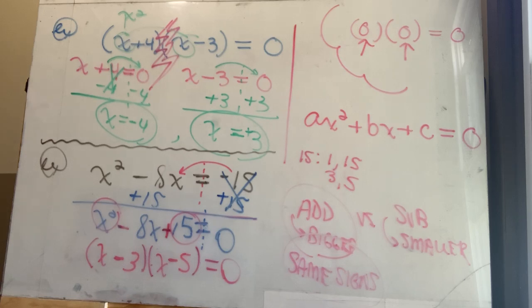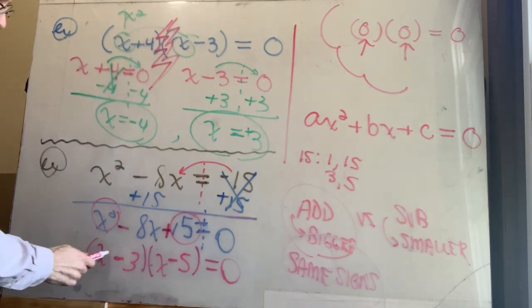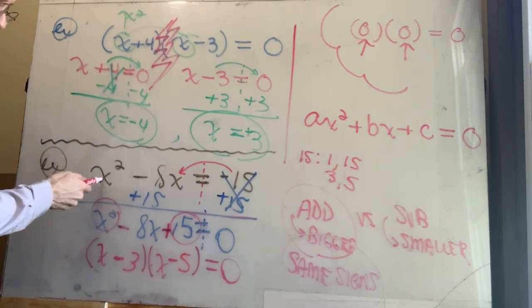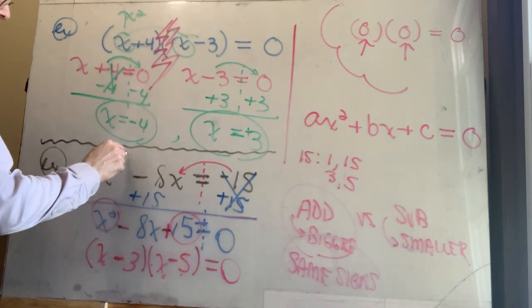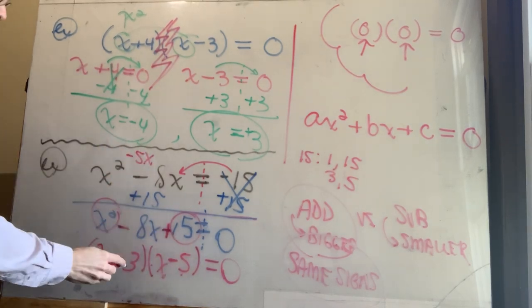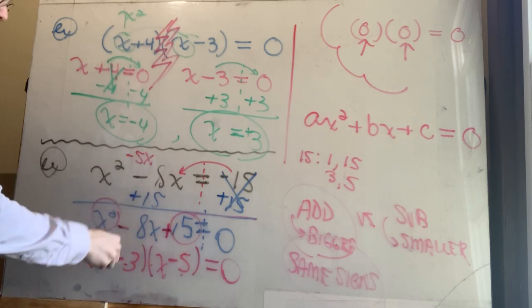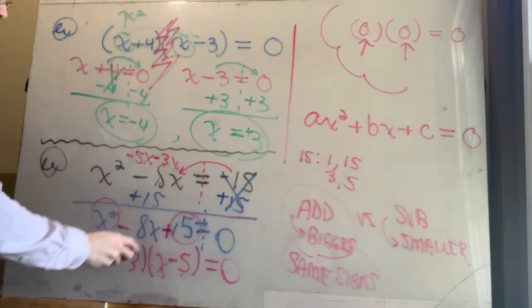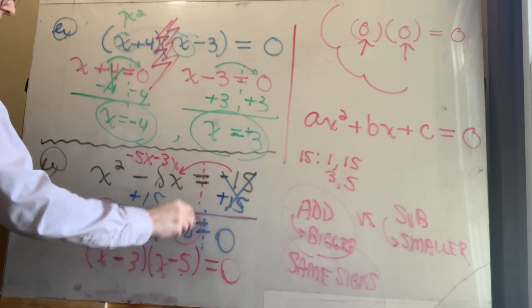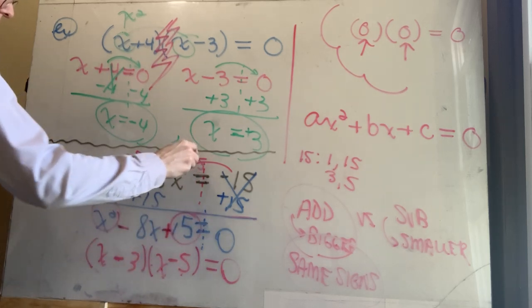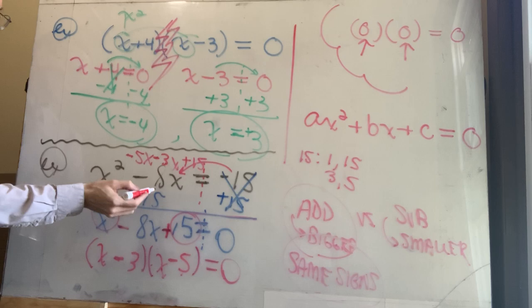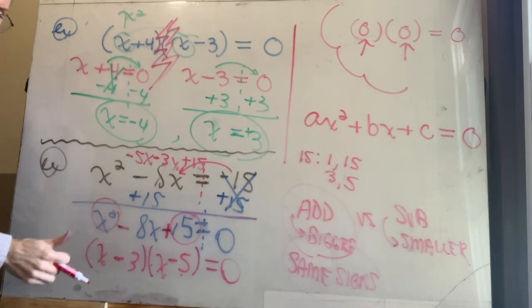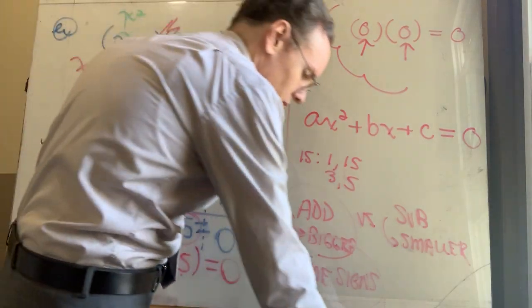Okay. You should check it, right? X times x is x squared. X times negative 5 is negative 5x. Negative 3 times x is negative 3x. And negative 3 times negative 5 is positive 15. So negative 5 and negative 3 is negative 8. It's cool, right? The last thing is to employ the zero product rule.